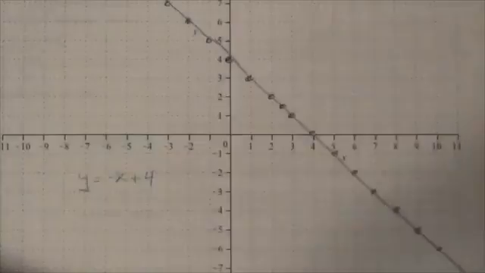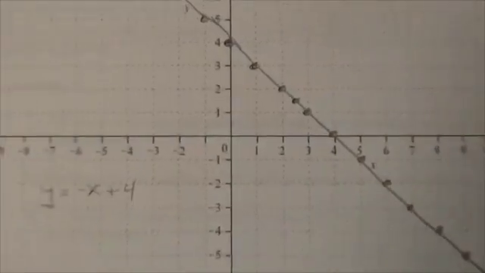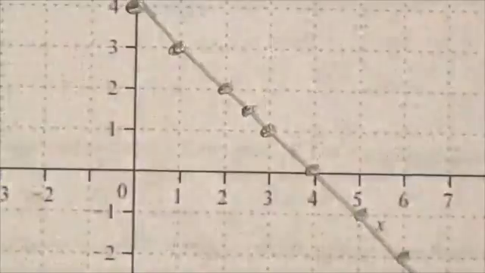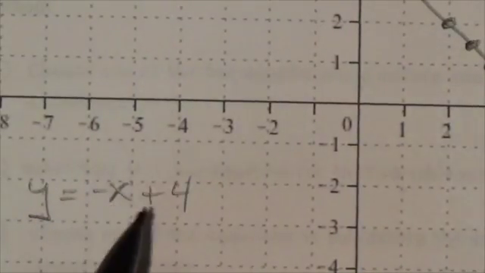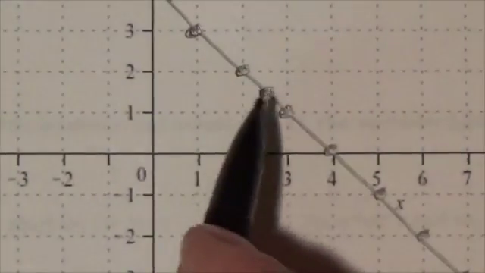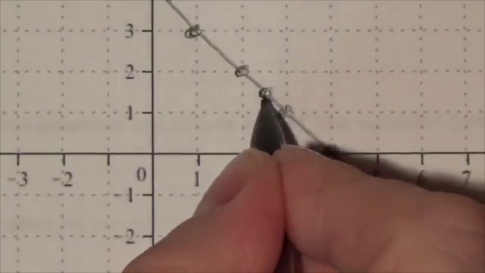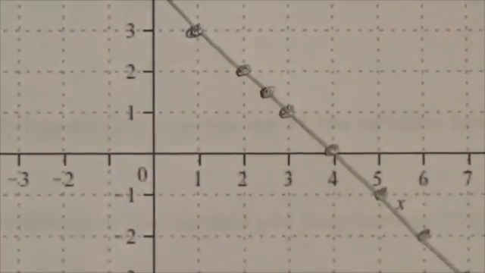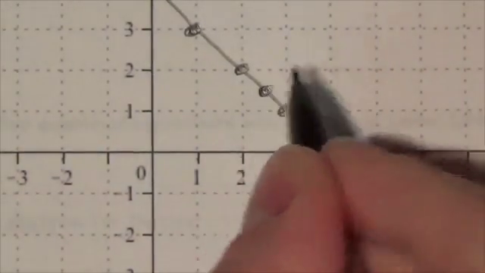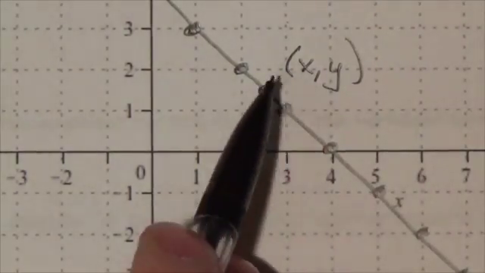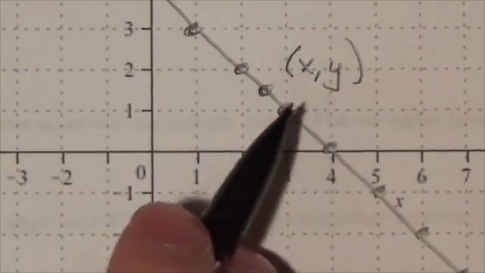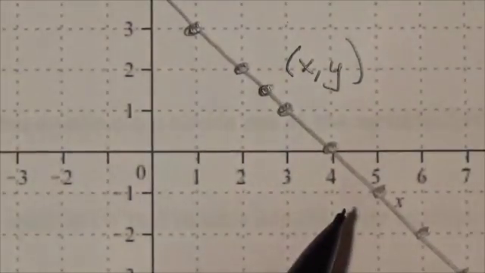I'm going to zoom in a little bit because I really want you to catch the idea here. This is the equation y equals negative x plus 4. Any point on this line, and I pick one that's not on a lattice point, has the coordinates x comma y. Those are my general coordinates for any particular point.